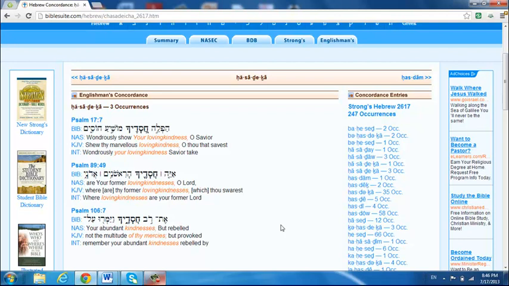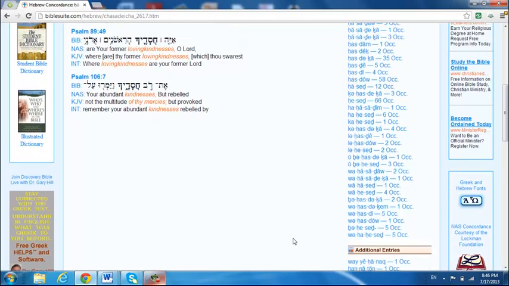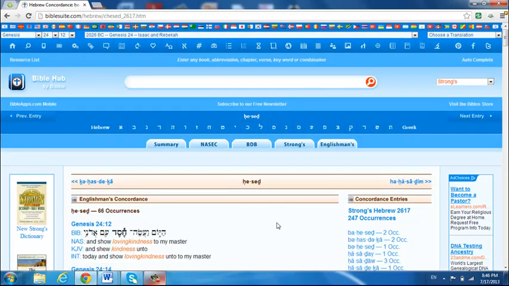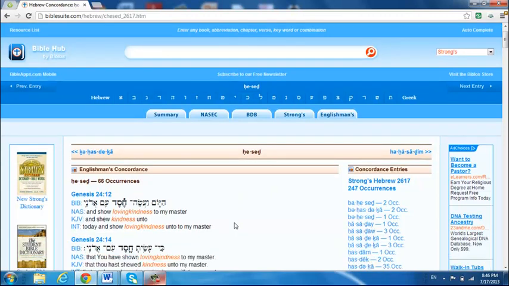Bechesed, chesed. Let me look. Well, there it is. 66 occurrences of chesed in the Old Testament. So this isn't quite there yet when you're trying to find a word out of the blue.